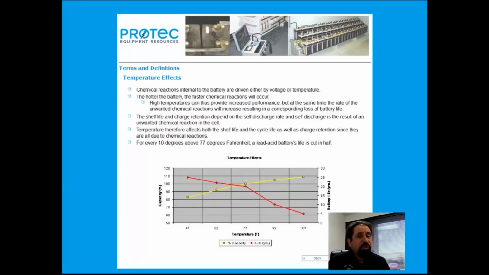Temperature effects. Chemical reactions internal to the battery are driven either by voltage or temperature. The hotter the battery, the faster chemical reactions will occur. High temperatures can thus provide increased performance, but at the same time, the rate of the unwanted chemical reactions will increase, resulting in a corresponding loss of overall battery life. The shelf life and charge retention depend on the shelf discharge rate, and shelf discharge is a result of unwanted chemical reactions in the cell. Temperature therefore affects both shelf life and the cycle life, as well as charge retention, since they are all due to chemical reactions. For every 10 degrees above 77 degrees Fahrenheit, a lead-acid battery's life is cut in half.